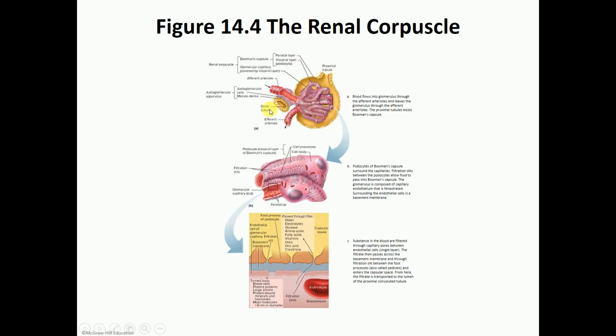So that right here, again, is the corpuscle. You can see the afferent arteriole bringing blood in. It breaks down into these glomerular capillaries, and then the blood exits through the efferent arteriole.